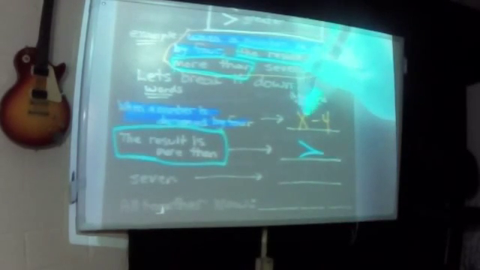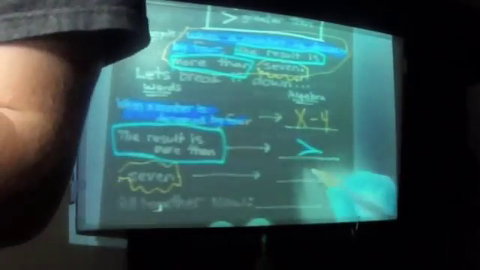The result is more than. And if you can't remember, more than would be the same as greater than. That's where your sign comes in. So if a number is decreased by 4, the result is more than, and then they just say 7. So there's not even any algebra on the other side. They just put a 7. So you just put a 7.